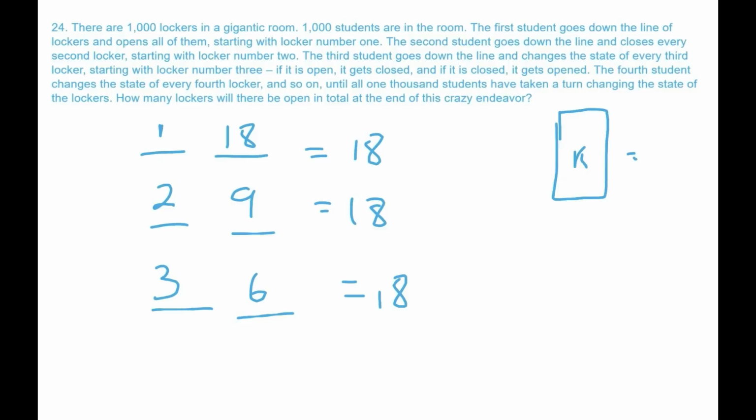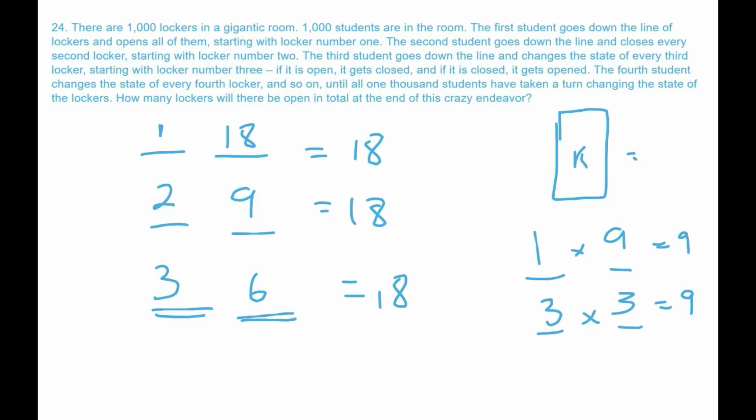The only time there would be an odd number of factors is when, for a factor pair, the two numbers are the same. For example, the number 9. The number 9 has 1 times 9, which is equal to 9, and then 3 times 3. So even though here we have two factor pairs, since one of the factor pairs has duplicate numbers, it has an odd number of factors.